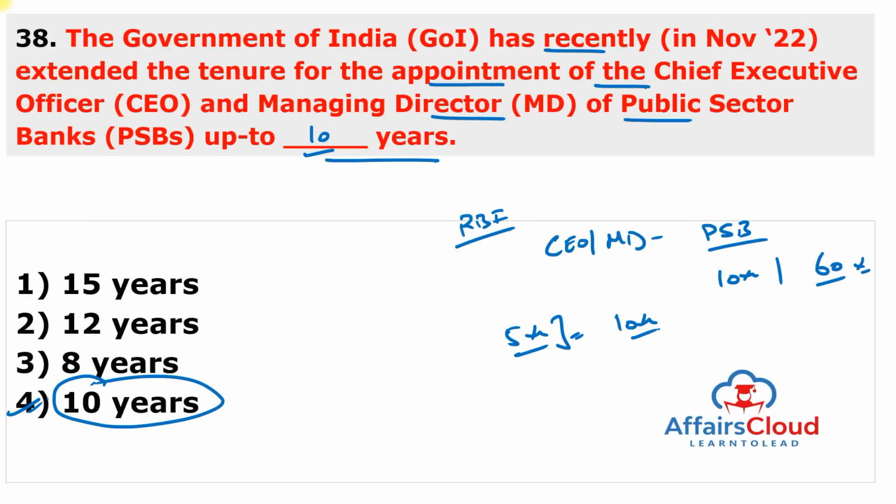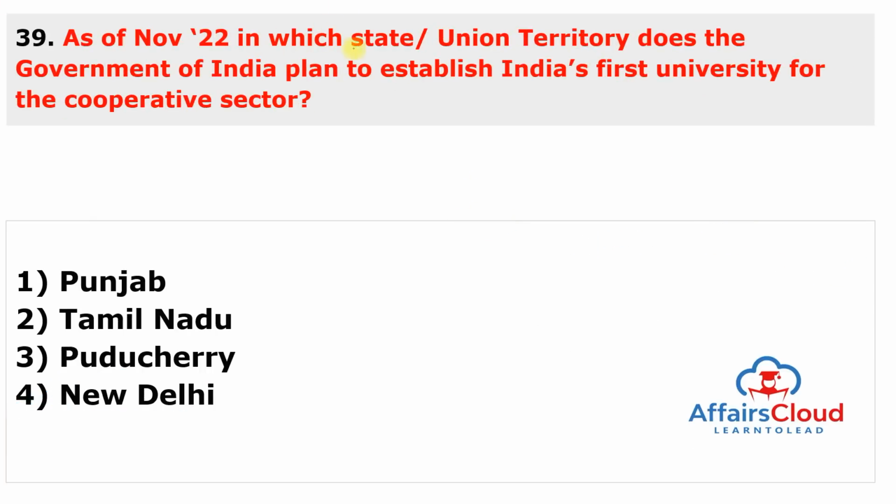Moving to the next question. As of November 2022, in which state or union territory does the Government of India plan to establish India's first university for the cooperative sector? India's first university for the cooperative sector will be established in the union territory of New Delhi. The answer of this question is 4.